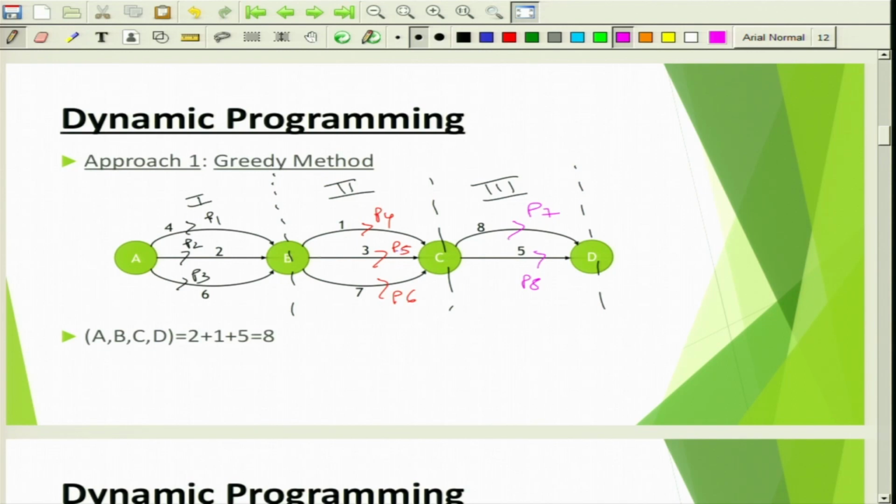Now from B to C, it looks like P4 is the best one, right, and from C to D, it looks like P8 is the best one. So ultimately you will get the sum total is 2 plus 1 plus 5, which comes out to be 8. So this is the most optimal route advised for a person to travel from point A to point D, or state A to state D.